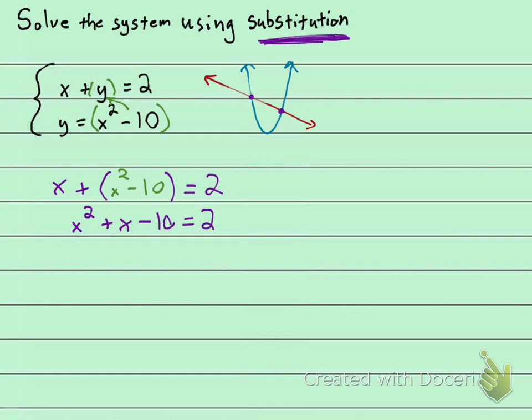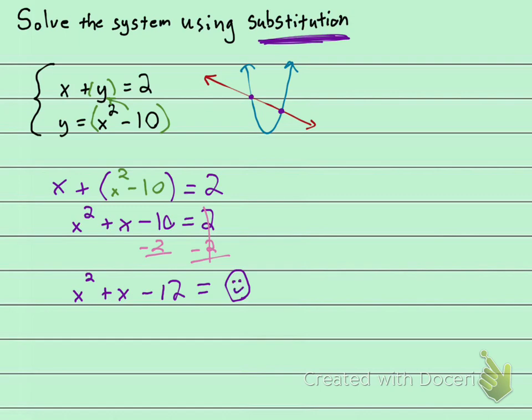And you probably know from solving quadratic equations that the first step is to get this equal to 0. So let's subtract 2 on both sides. That'll give me a 0 over here on the right. I'll subtract 2 on the left. I know it's going to combine with the minus 10. So now I have x squared plus x minus 12 equals 0. And I put a smiley face in that 0.